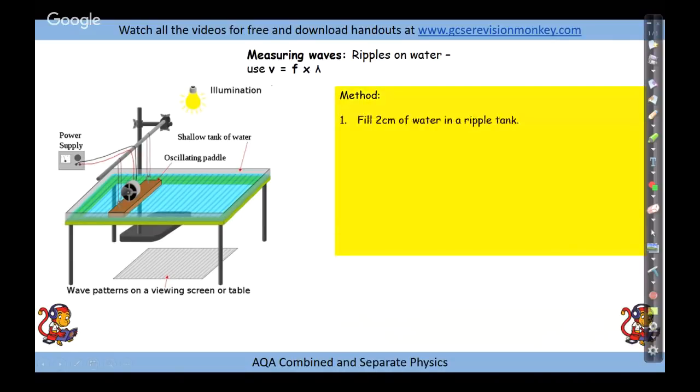Okay, so we're going to fill a couple of centimetres of water in a ripple tank. Really doesn't matter how much water, just a small amount of water. You're going to connect a dipper to a frequency generator, and you're going to set it to the frequency you want. And this is going to tell you f.